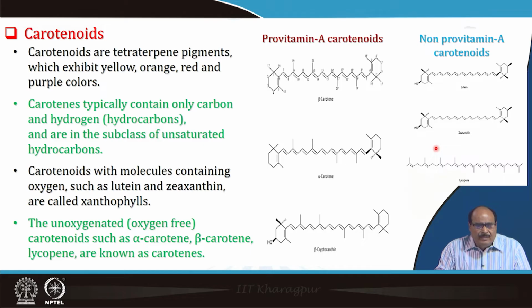The carotenoids are tetraterpene pigments which exhibit yellow, orange, red, and purple colors. Carotenoids typically contain only carbon and hydrogen. So, they are basically hydrocarbons, and particularly they belong to the subclass of unsaturated hydrocarbons, because you can see here in the structure they have a high degree of unsaturated bonds, and it is these unsaturated bonds that absorb colors of different intensity and hue, and accordingly they are colored compounds.